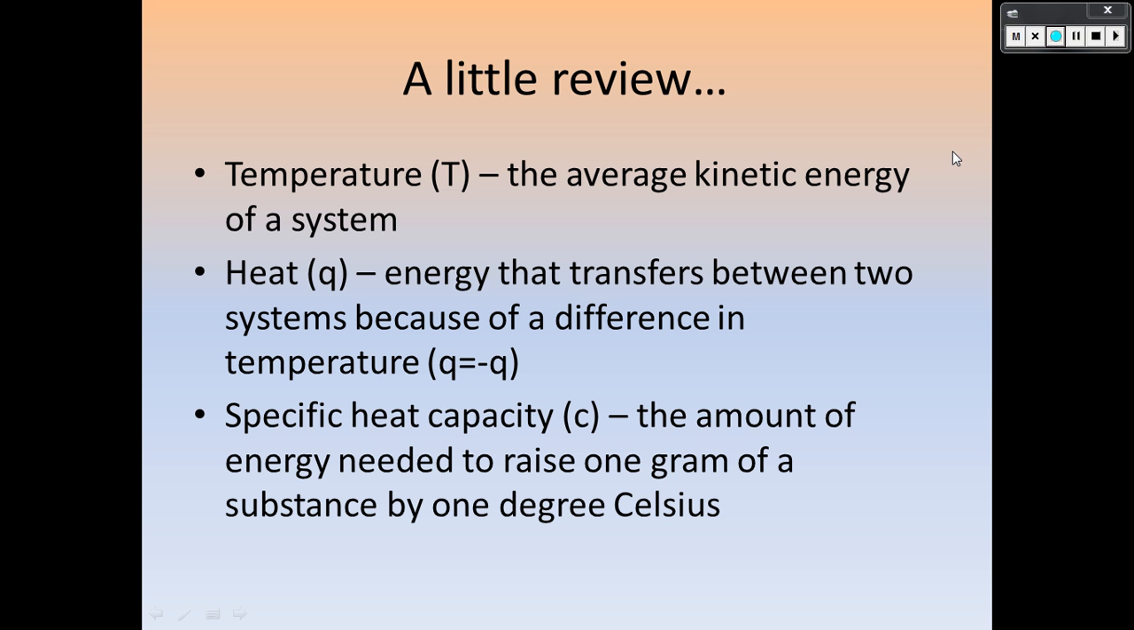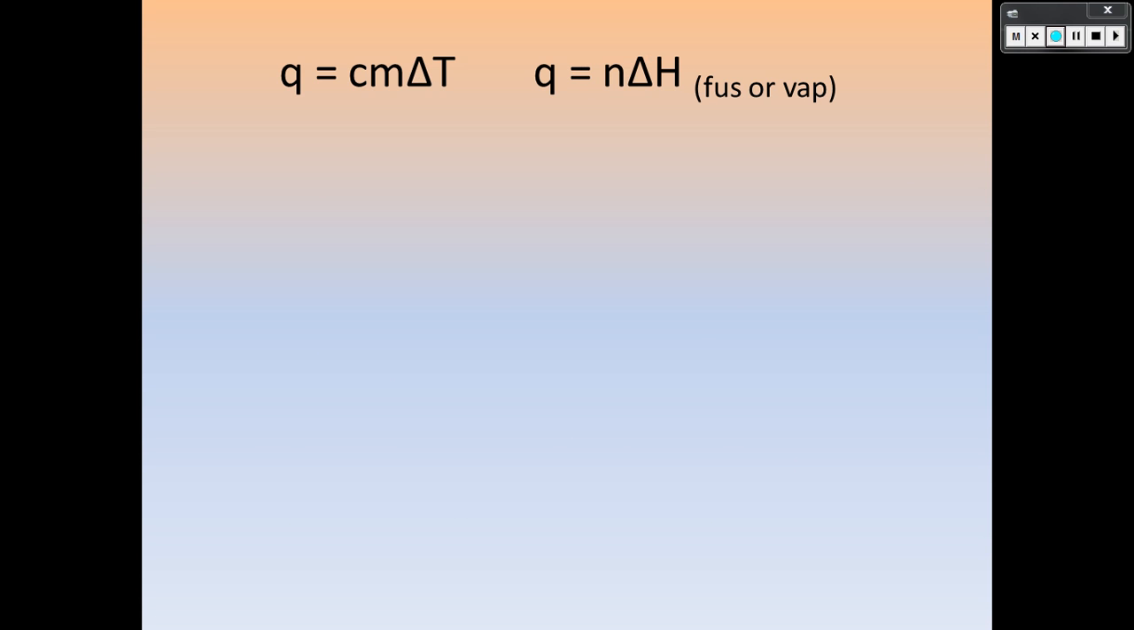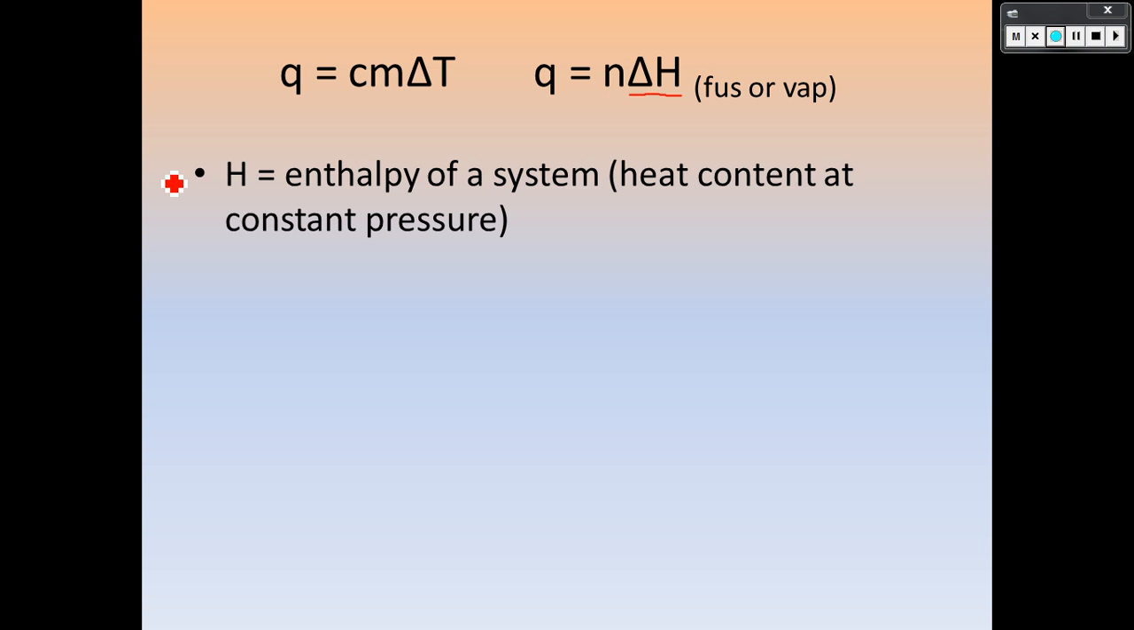If you're looking for where you can find this stuff in your book, it's also in Chapter 17. So let's look back again. We're still in the review phase, but now we're going to bring in some new ideas at Q equals Cm delta T and Q equals n delta H of fusion or vaporization. You maybe remember these from when we did phase change. And we're going to look more closely at this concept of delta H.